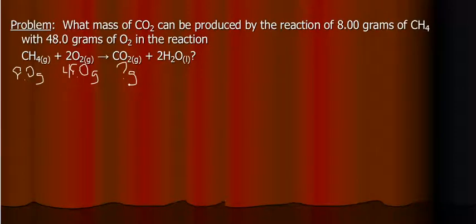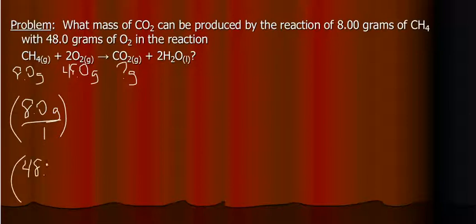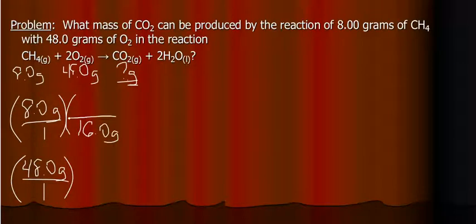Now, there's a couple ways to go about these problems, but I'm going to choose the simplest way. I'm going to actually set up two separate equations. I'm going to start with 8 grams of CH4, and I'm going to start with 48 grams of the oxygen, and we're going to convert both to grams of CO2. So we have 8 grams of CH4. We're going to do the molar mass of CH4, 16 grams per mole.